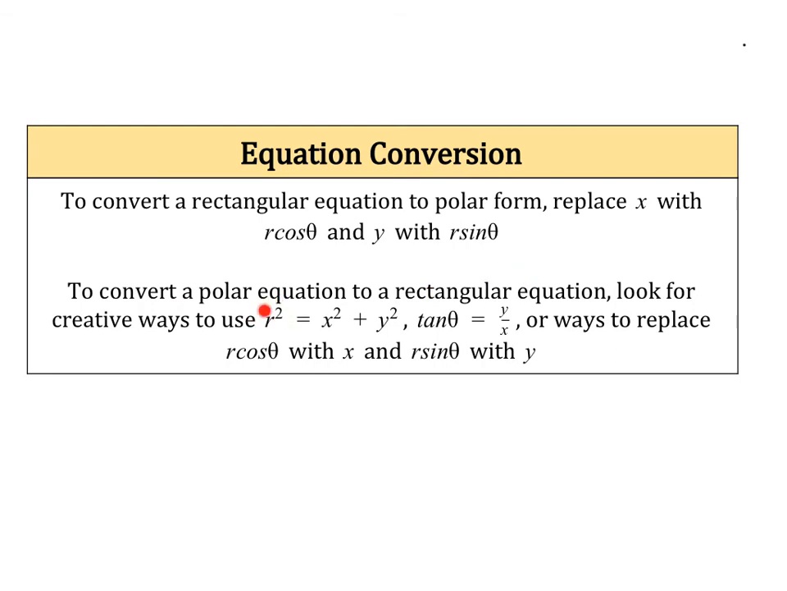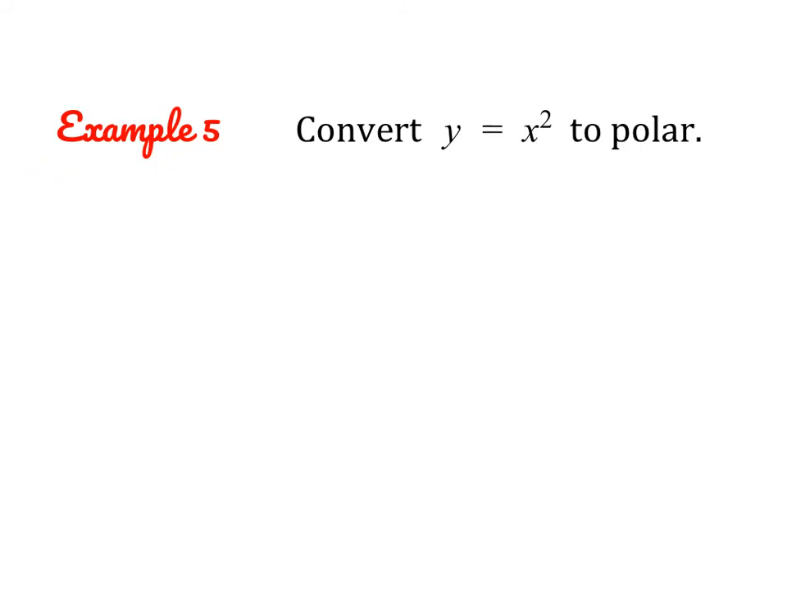We want to find ways to create r squared, so we can replace it with x squared plus y squared, or find ways to create tangent, so we can replace it with y over x, or find ways to create r cosine of theta or r sine of theta, so we can replace them with x or y. So these are the things we're trying to create, so we can substitute them with different forms of x and y. So let's start by going from rectangular to polar.